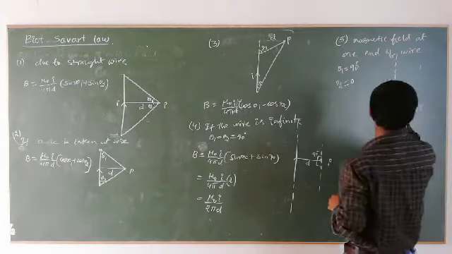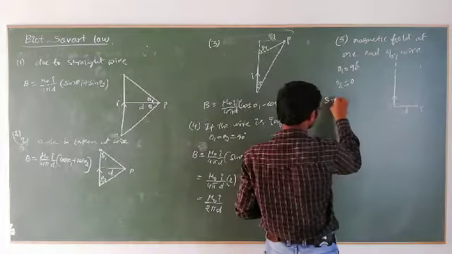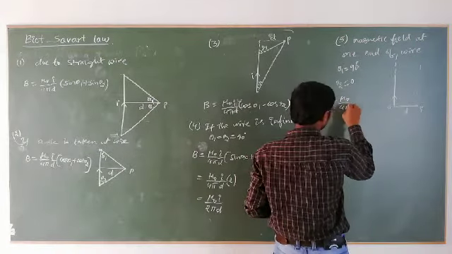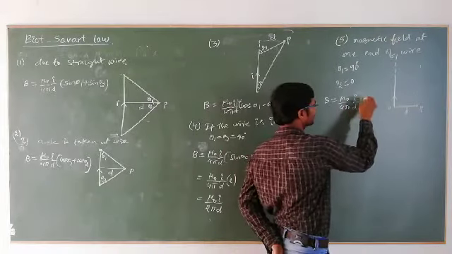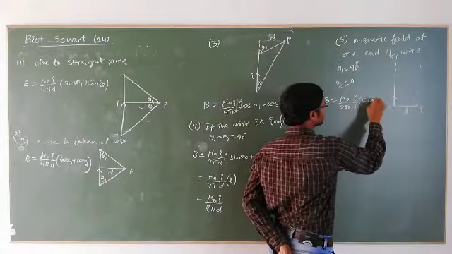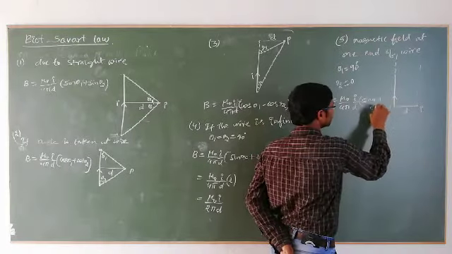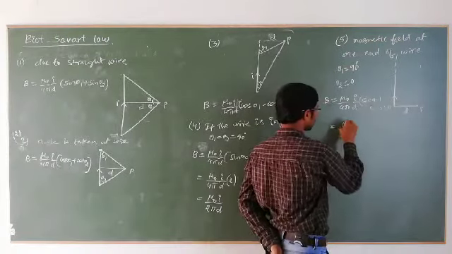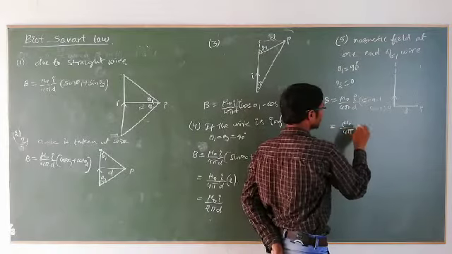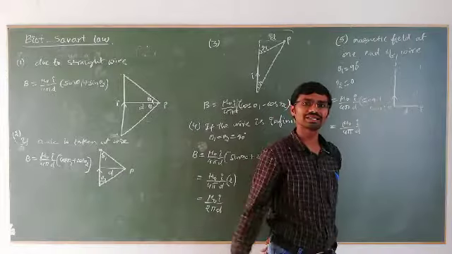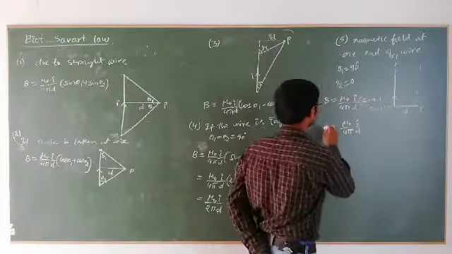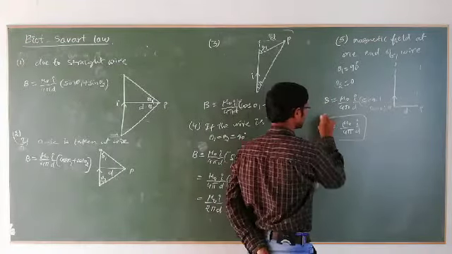Now how to get the magnetic field? B is equal to mu naught by 4 pi, I by d into (sin theta 1, sin 90, plus sin 0), that is equal to mu naught by 4 pi, I by d into (sin 90 which is 1, plus sin 0 which is 0), so 1. Then this is the magnetic field.